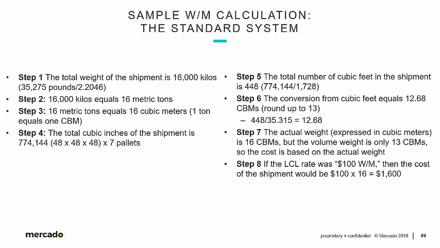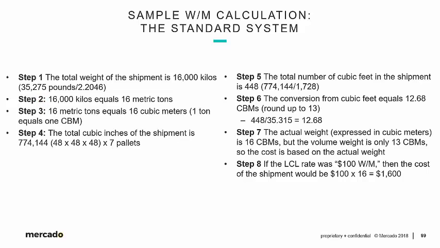Let's run through our steps. The total weight of the shipment, 16,000 kilos. We took 35,275 pounds and divided by 2.2046. Step 2, we know this. 16,000 kilos is the equivalent of 16 metric tons. In a weight or measure calculation, noted in step 3, 16 metric tons equals 16 cubic meters. We know that. Let's keep that 16 number in our head for now.